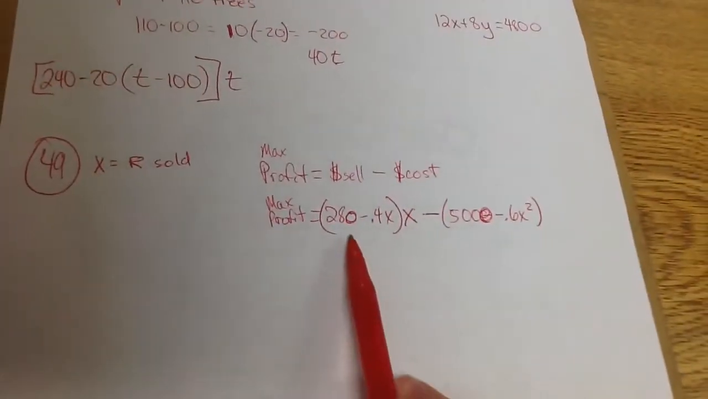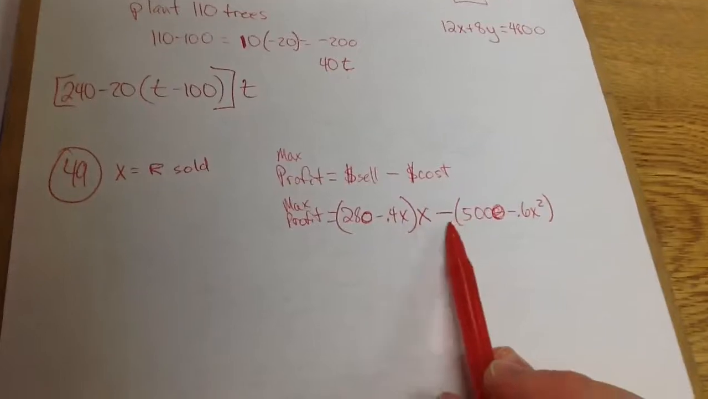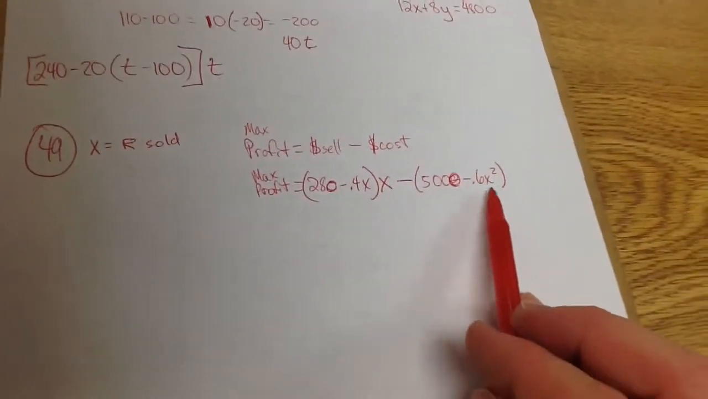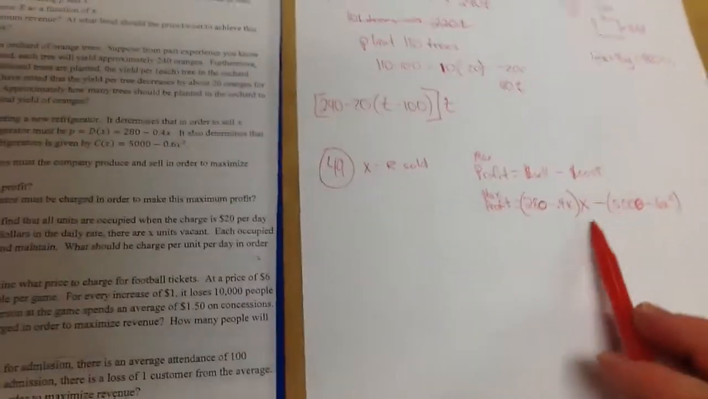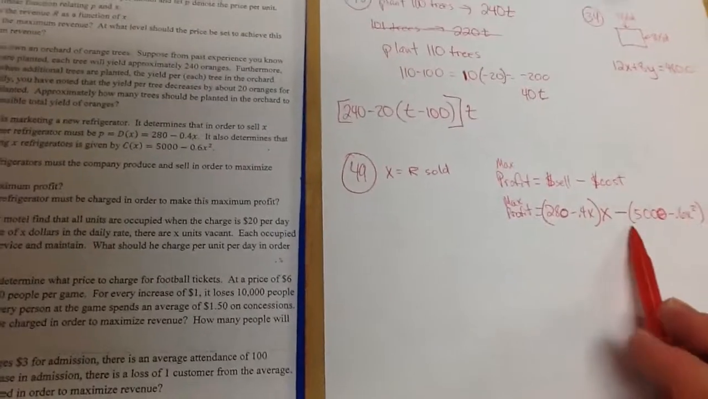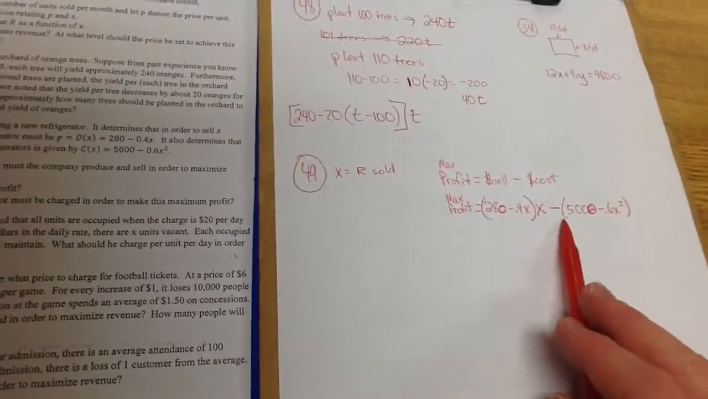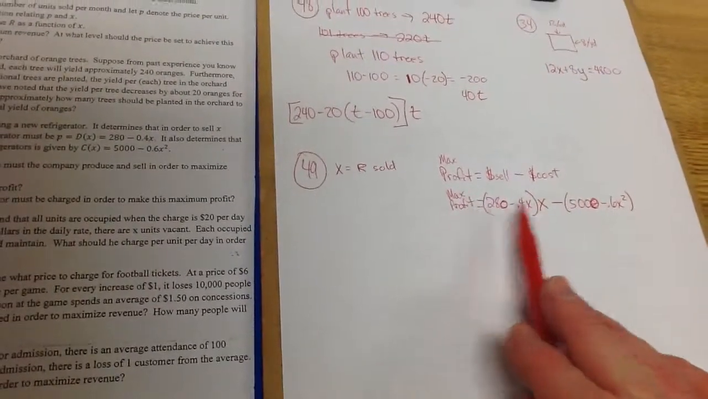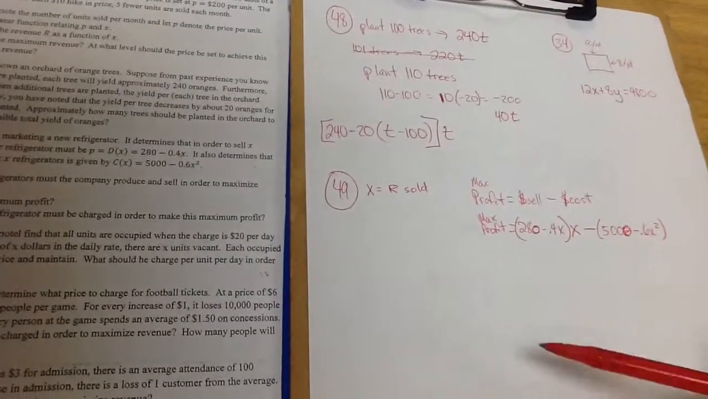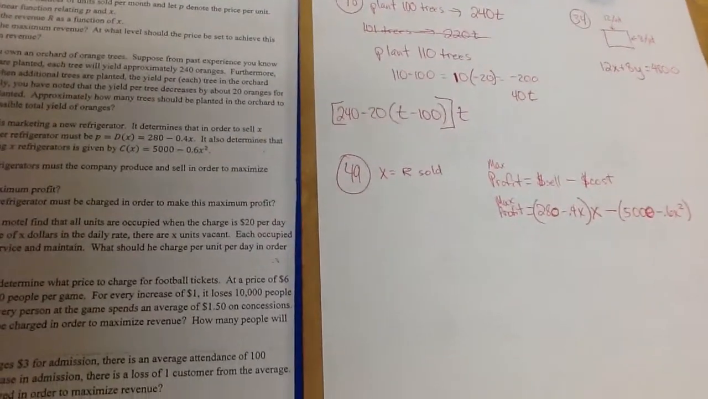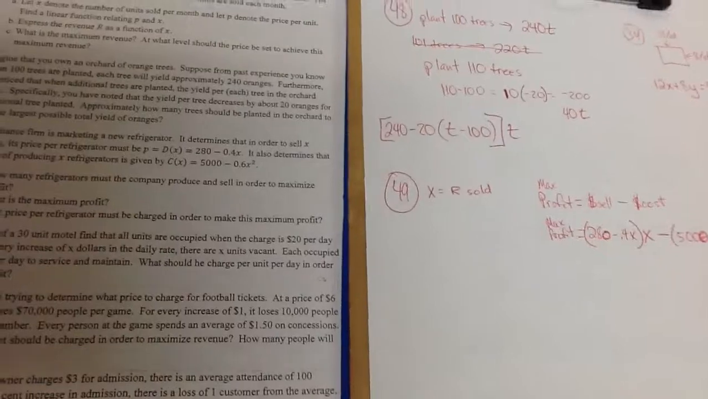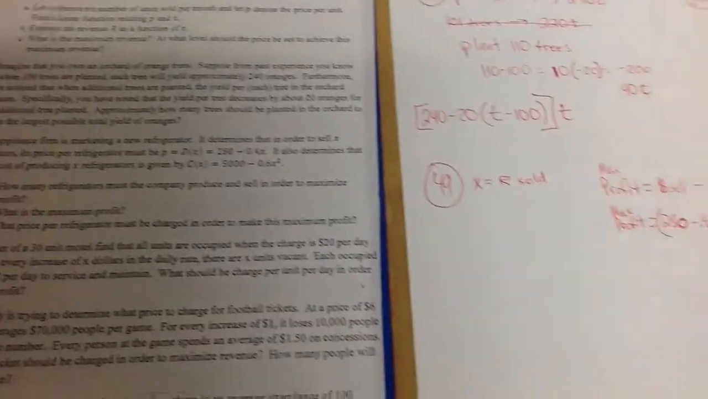So it's 280 minus 0.4x times x minus 5,000 minus 0.6x squared. And then you can go ahead and answer the number of refrigerators you actually need to sell. So you'll try to figure out what x is to maximize that. Maximum profit, plug it back in, get the max profit, and then you should be able to figure out the rest if you can get that far.